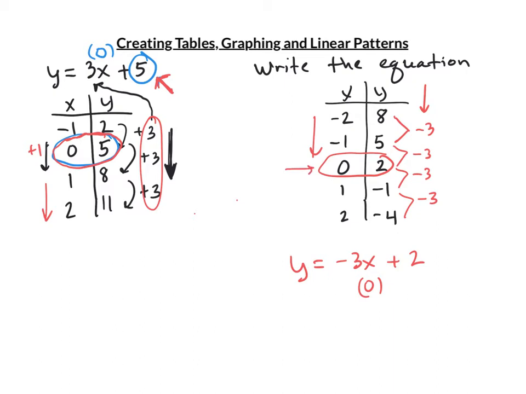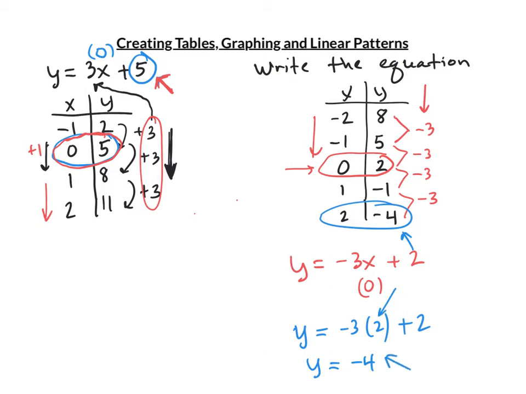And that's that point right there. Now you can check this and double check that you're right. If I plug in any point, let's grab a different point. If I grab this point and plug in x is 2, y equals negative 3 times 2 plus 2, I should get this value, negative 4. Well, negative 6 plus 2, yes, y is negative 4. When I plug in 2, I got out negative 4. I can see that that equation is correct.